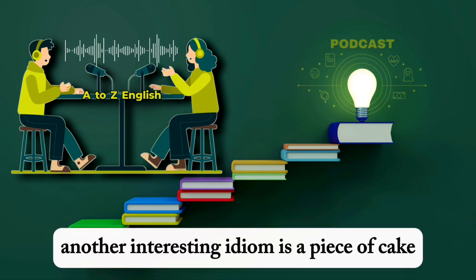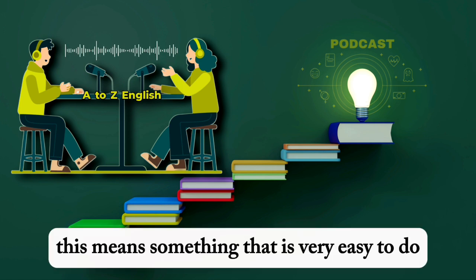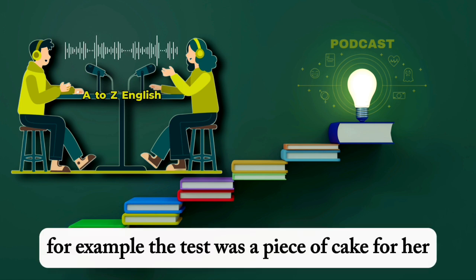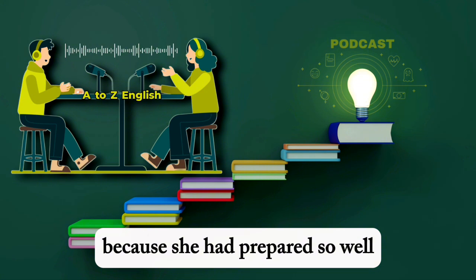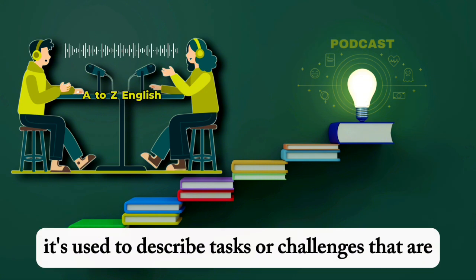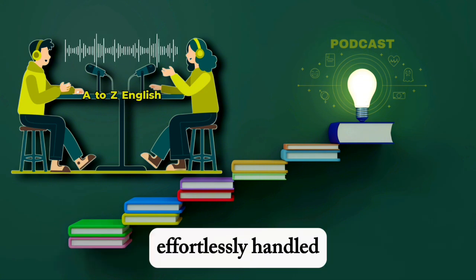Another interesting idiom is a piece of cake. This means something that is very easy to do. For example, the test was a piece of cake for her because she had prepared so well. It's used to describe tasks or challenges that are effortlessly handled.